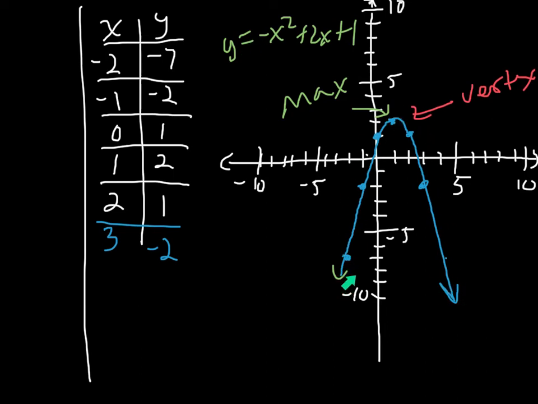So anyways, my point is that the negative on this right here flips this upside down. And when it's positive right here, it's going to be a U. So a positive goes up, and a negative goes down.